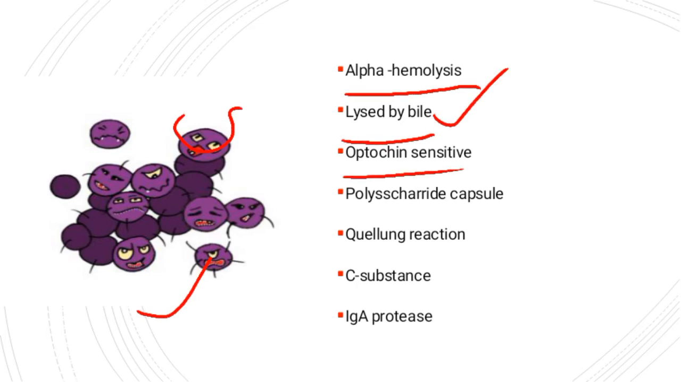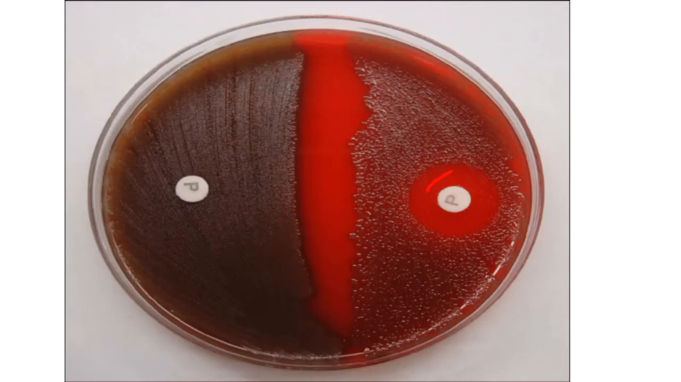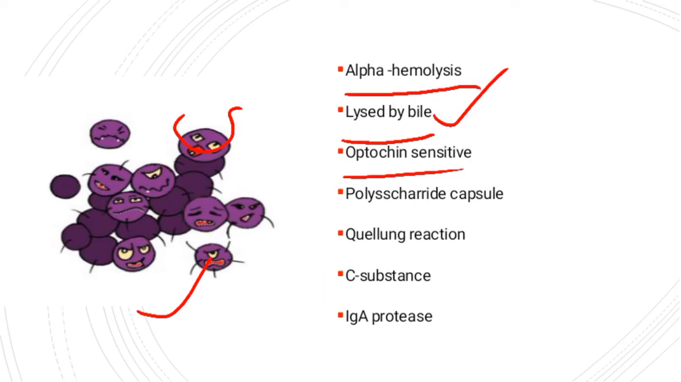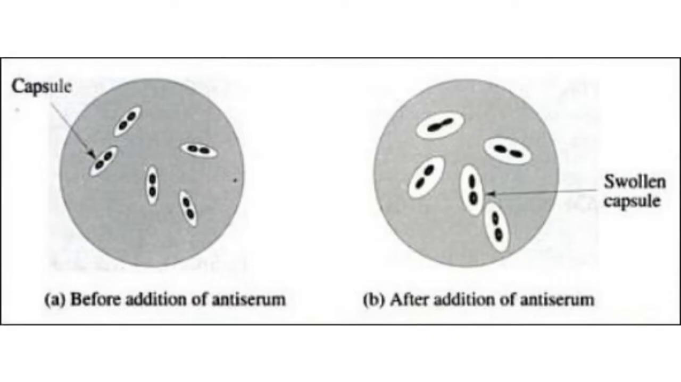It is also optochin sensitive. But what does it mean? Optochin sensitivity means the antibiotic optochin causes inhibition or killing of strep pneumoniae. It also contains a polysaccharide capsule. This capsule has virulence, but we will discuss that in pathogenesis. Here it is used for the identification of the bacteria strep pneumoniae. But how? With the help of the Quellung reaction. Quellung reaction? Remember, the capsule is made up of polysaccharide, and polysaccharide is a sugar.